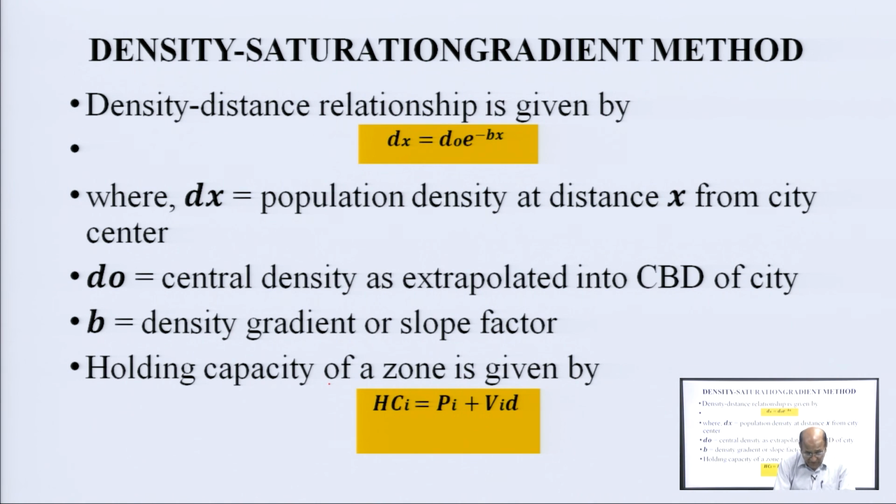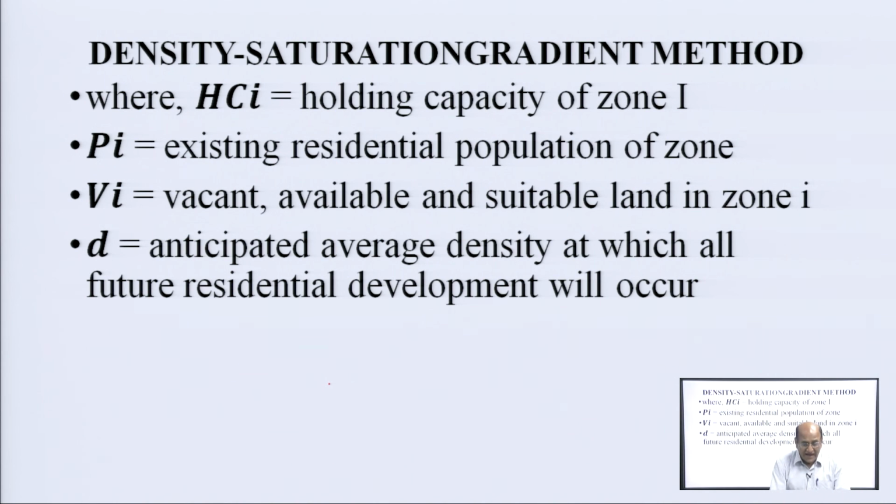Holding capacity of a zone is given by SCI will be equal to PI plus VI into D, where SCI is the holding capacity of zone I, PI is the existing residential population of zone I, VI is the vacant available or suitable land in zone I, and D is the anticipated average density at which all future residential development will occur.